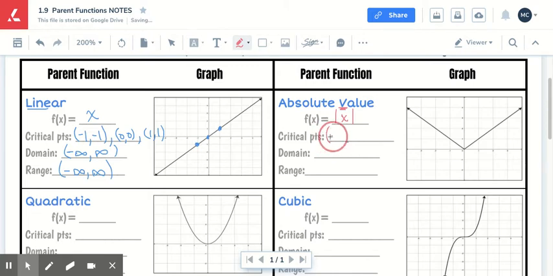Now the critical points on this one are (-1, 1), (0, 0), and (1, 1). So on the graph, (-1, 1) is here, (0, 0) is here, and (1, 1) is there. The domain on this one is also all real numbers, so -infinity to infinity. And the range is all non-negative numbers. So that would be from 0, including 0, up to infinity.